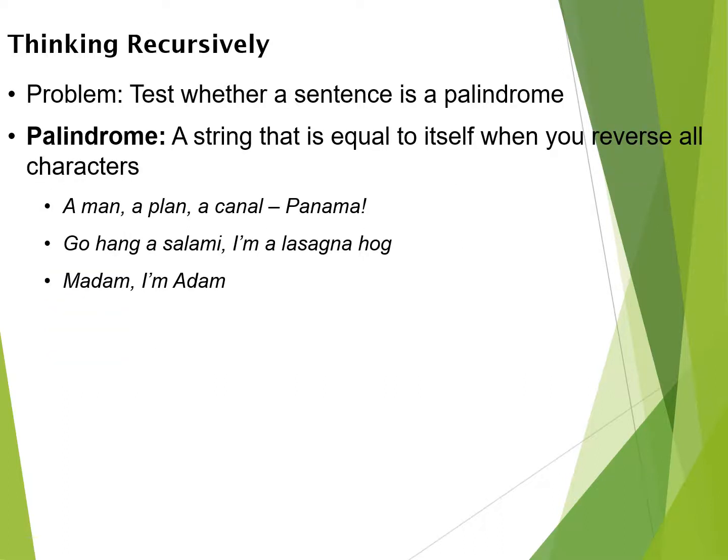As another example of a recursive method and solving a problem with recursion, we want to find out whether we can write a method to see whether a sentence is a palindrome or not. A palindrome is a string that is equal to itself when you reverse all characters. For example, if you read the sentence, a man, a plan, a canal, Panama, from right to left, you get the exact same sentence. Same for these two examples. We want to write a method that can evaluate whether a sentence is a palindrome or not, but we want to do this using a recursive method. We want to think recursively instead of writing a for loop.